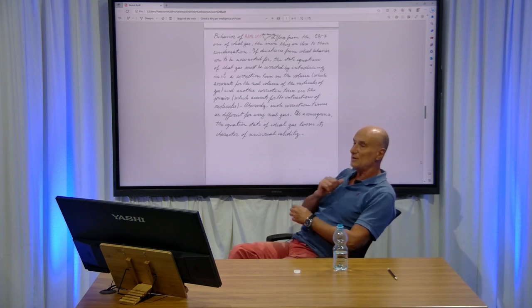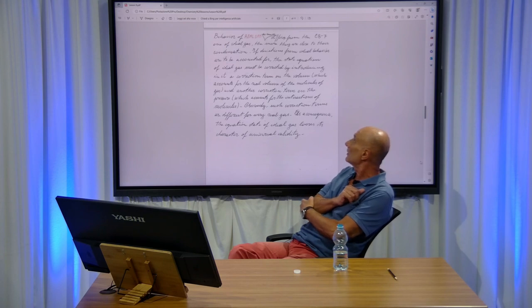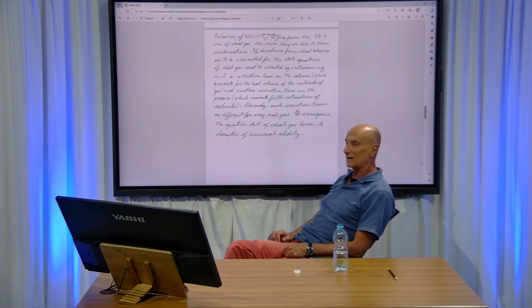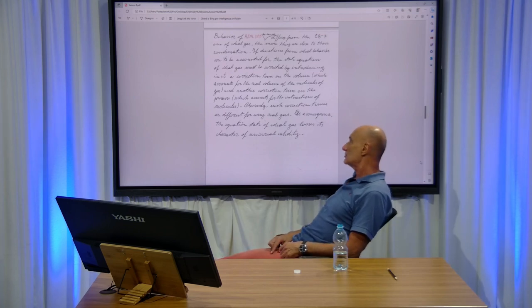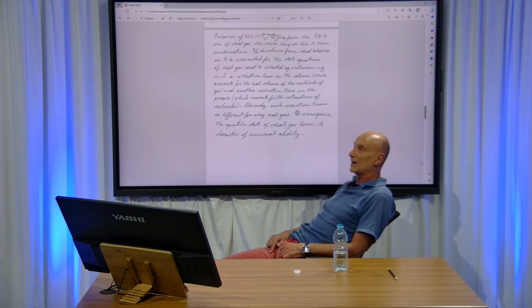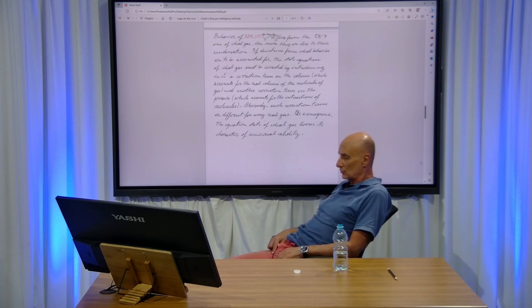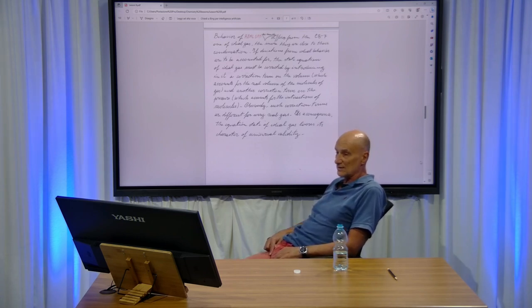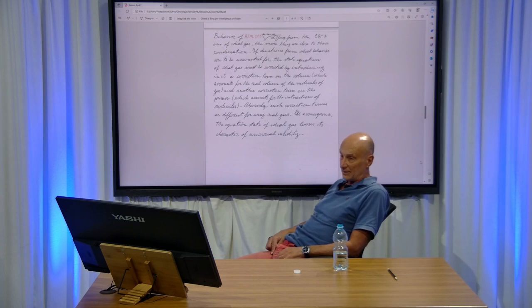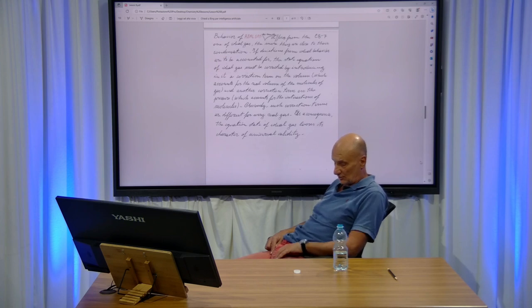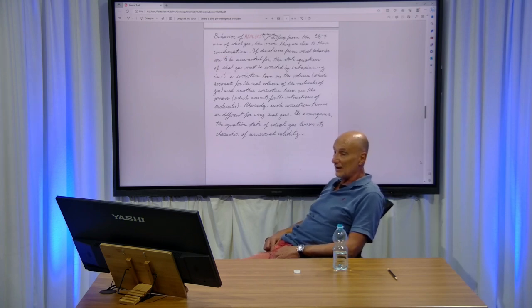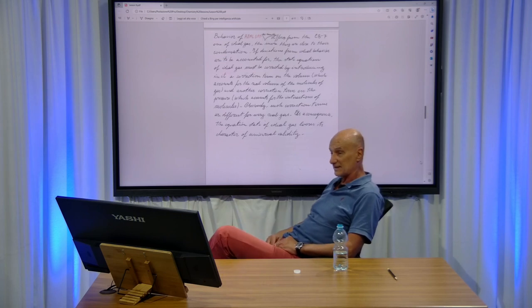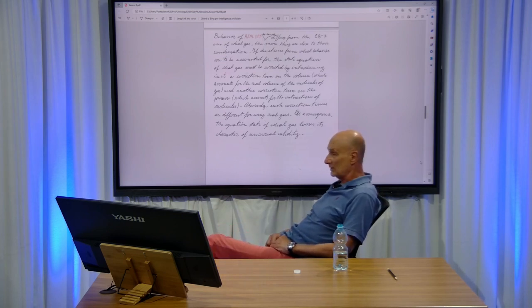So, let's have a look at the behavior of real gas. Well, the behavior of real gas does not differ very much from the behavior of ideal gas if we are far from the condition at which condensation of gas occurs. But if we are close to the condition in which the condensation of gas occurs, the difference between the behavior of real gas and ideal gas is quite big.